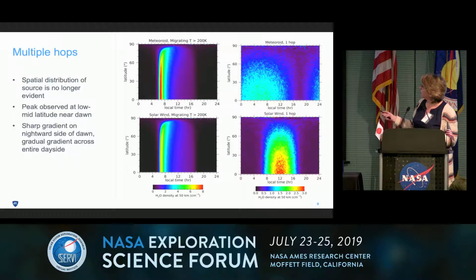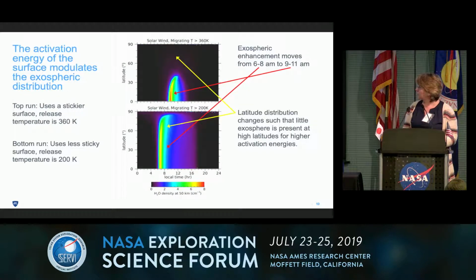And you can see that for the meteoroid source and for the solar wind source, you have the same spatial distribution. They all have a peak at dawn. So the local time distribution now does not separate out the difference between a meteoroid source or a solar wind source. But what you can do if water does migrate in the exosphere is use this to understand the surface interactions.